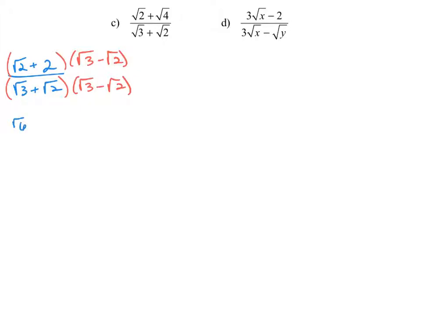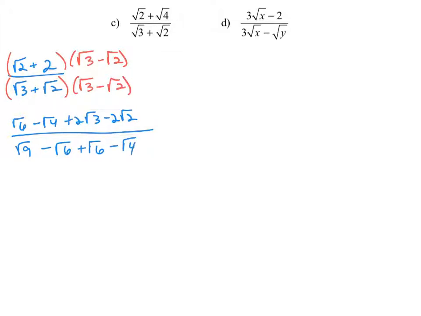The outer is square root of 2 times a negative square root of 2, which is a negative square root of 4. The inner is plus 2 square root of 3, and the last is minus 2 square root of 2. In the denominator, first, outer, inner, last. The square root of 3 times the square root of 3 is square root of 9. The outer is minus the square root of 6. The inner is plus square root of 6, and the last is minus the square root of 4.